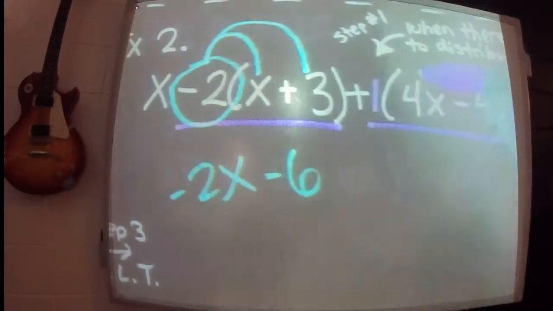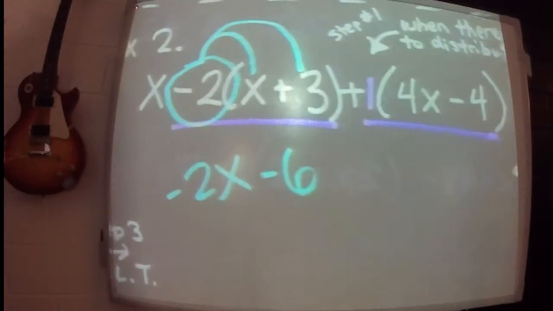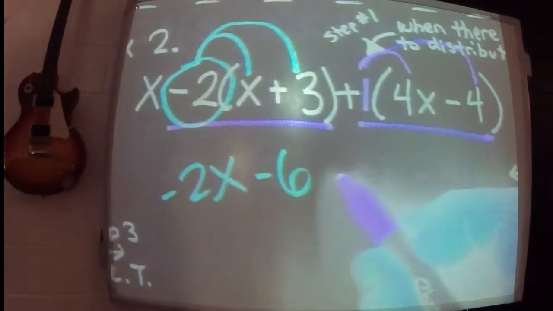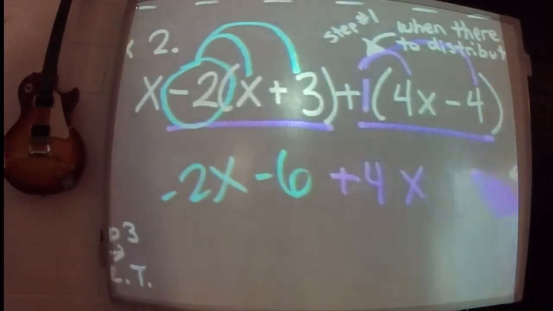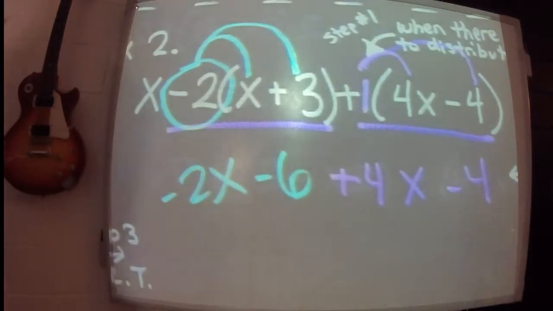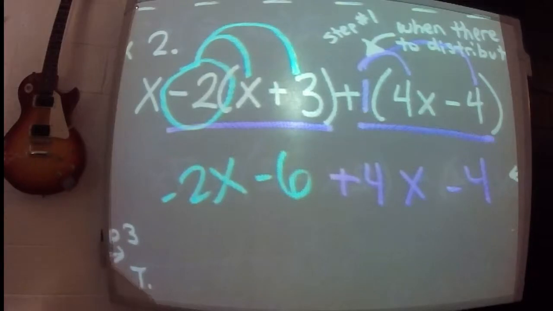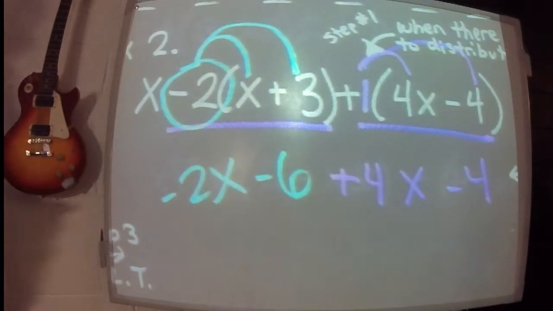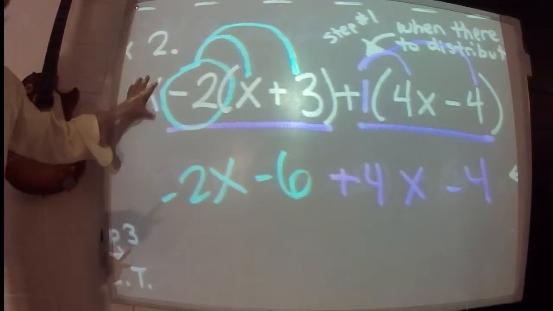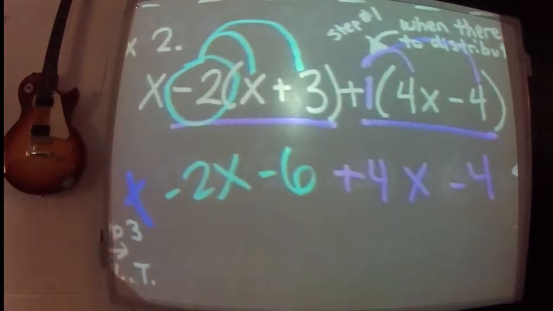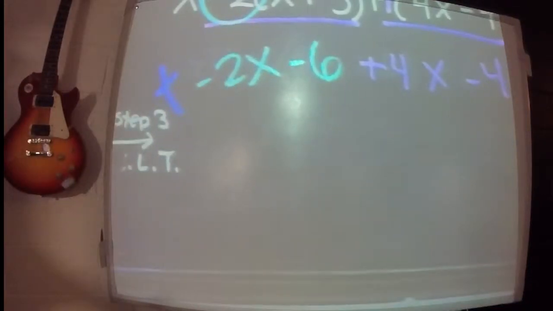Over here, distributing a 1 is actually a piece of cake. It doesn't really do anything. That's 4x and that's minus 4. So plus 4x minus 4. If you distribute a minus 1, that's totally different. I had one piece in here that wasn't in the distributing. It was this piece, x. Just bring it down. All right, you successfully distributed.